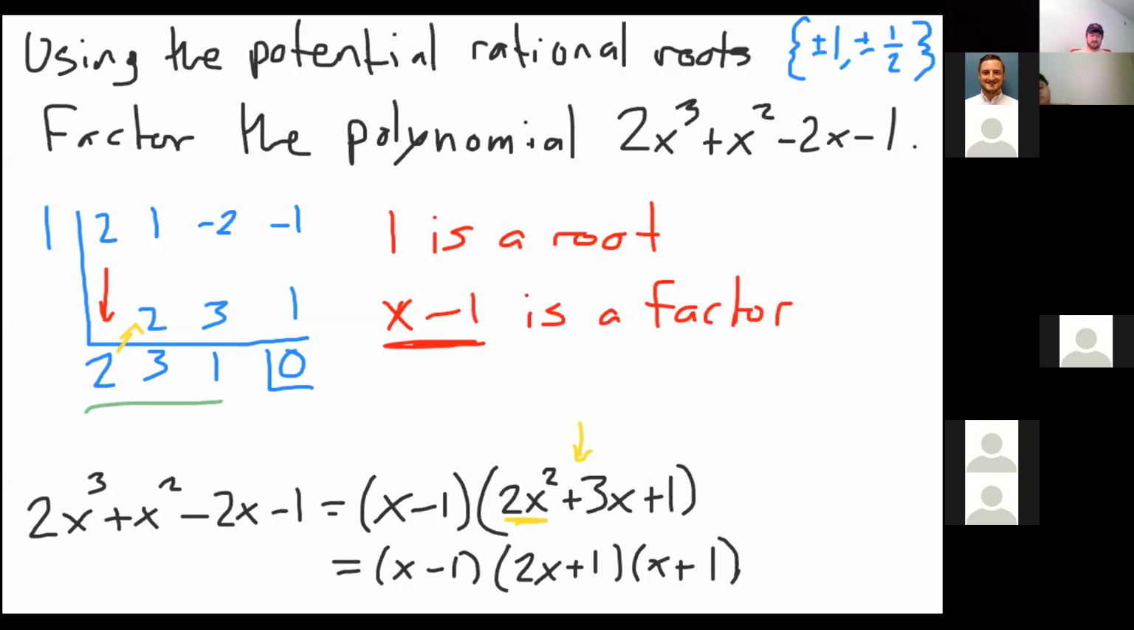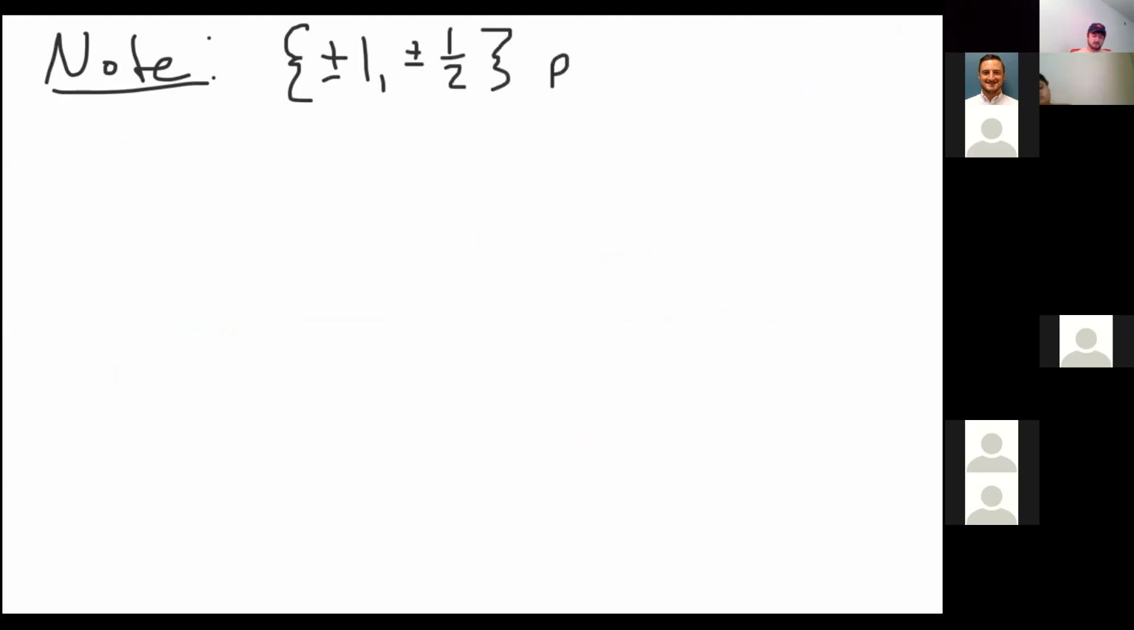So this is not the only choice we could have made for a root to test through synthetic division, right? We could have chosen a positive 1/2, negative 1/2, or a negative 1. I just want you to note, we had our list of rational roots: positive 1 or negative 1, positive 1/2 or negative 1/2. These were the potential roots. And the great thing is that the theorem says that if it is a rational root, that root has to appear in that list.